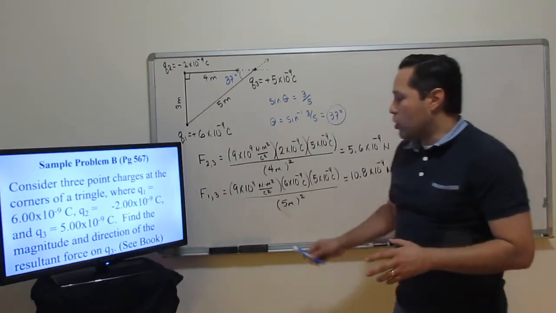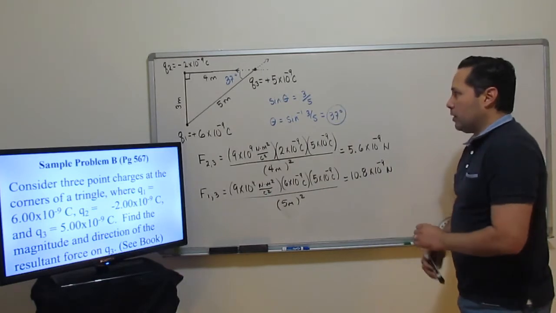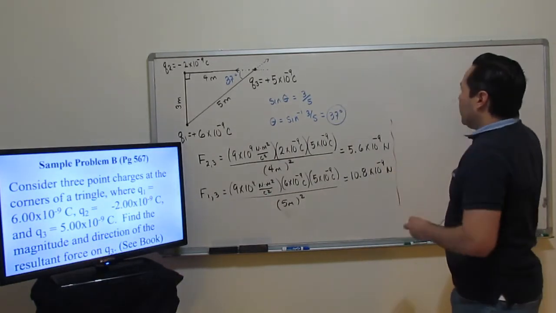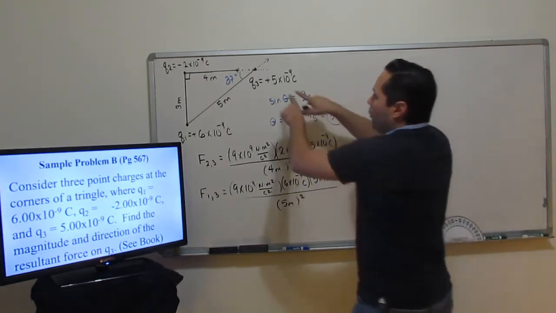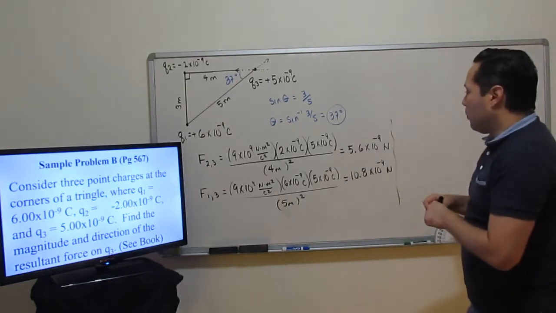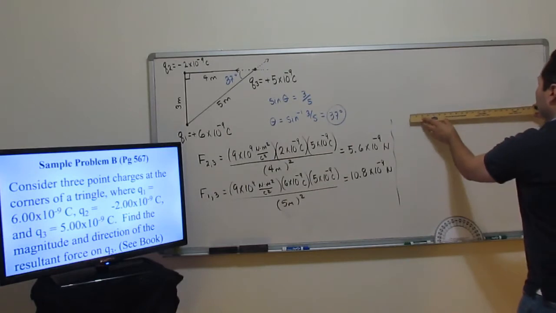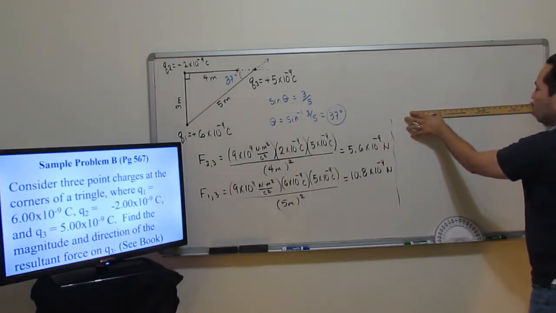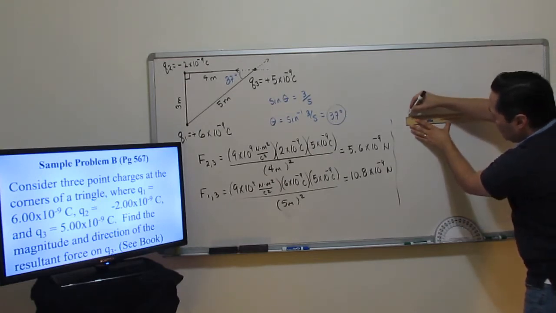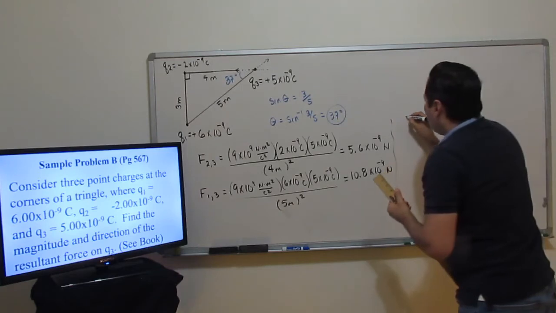Now we need to draw another vector diagram to show how these forces interact with each other. I'm going to draw that right here. Let's draw our first force between 2 and 3. That's going to be 5.6. So I'm going to get my ruler and make it about 5.6. That's going to be kind of small, so I'm going to double that. It's about 11, a little bit over 11. Alright, so that's our first vector.